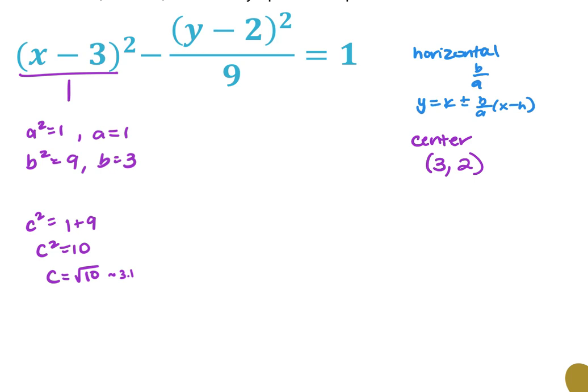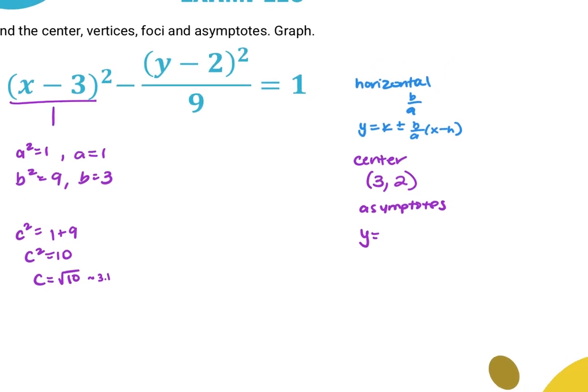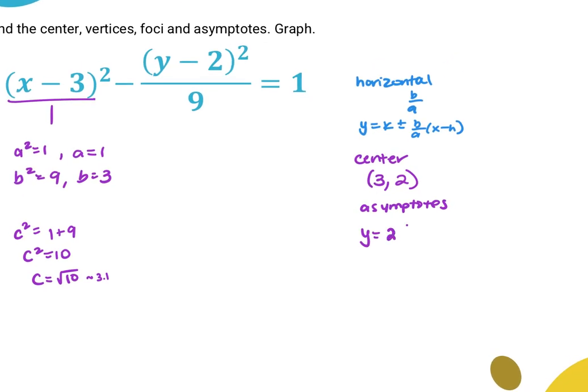My asymptotes are y equals the k, so the y coordinate of your center, which is 2, plus and minus b, which is 3, over a, which is 1, times x minus h, which is 3. And then obviously you don't need the over 1. You could just leave it as 3.